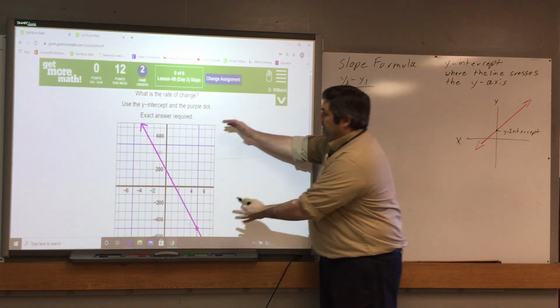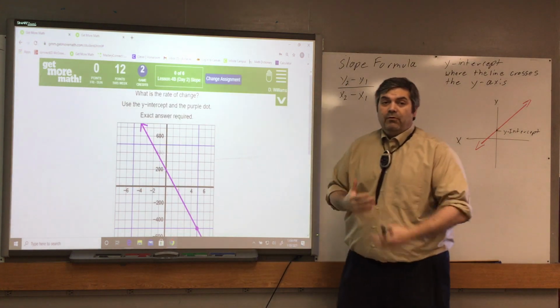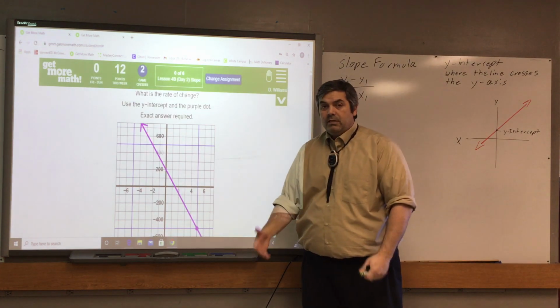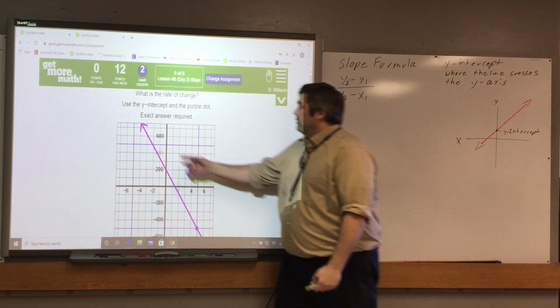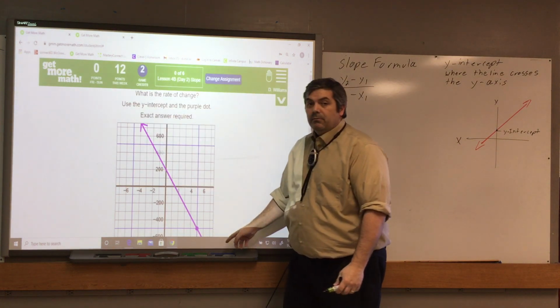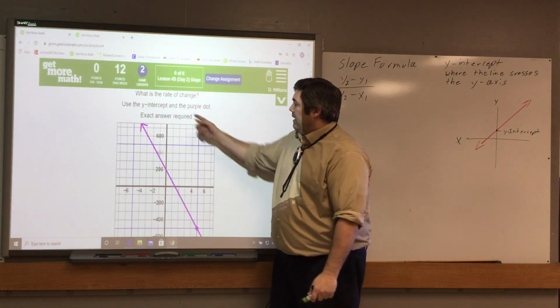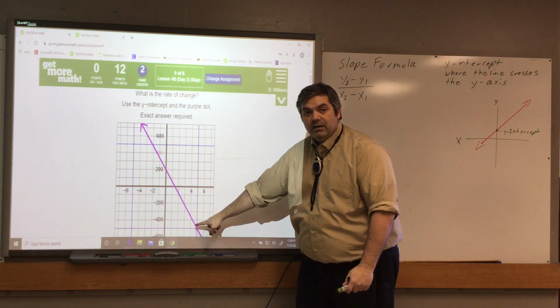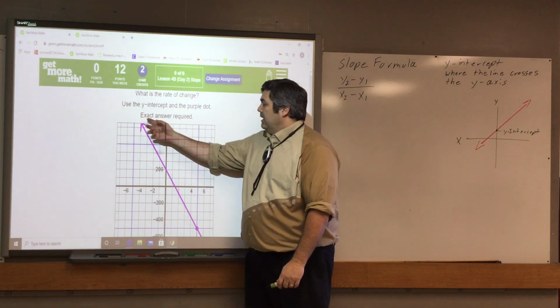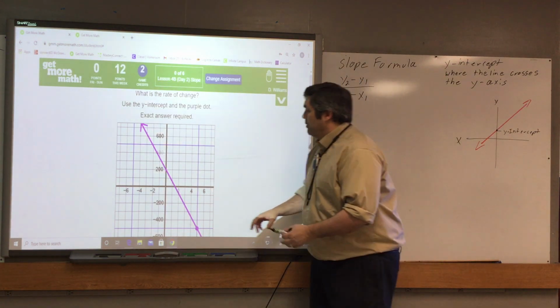So we're going to look at our problem, and it says, what is the rate of change? Rate of change is just referring to the slope. That's what it's referring to. It says use the y-intercept and the purple dot. So the y-intercept, where does this line cross the y-axis? And the purple dot, we're looking down here at this dot, okay? And the exact answer is required. So here we go.